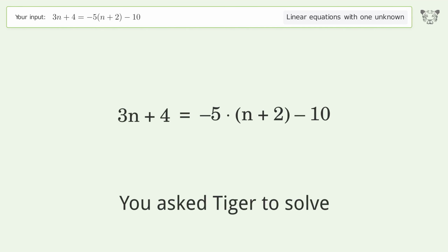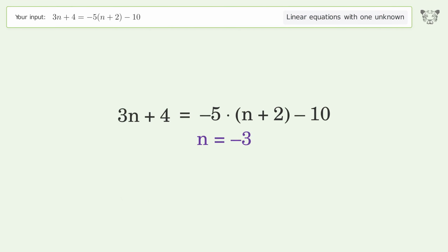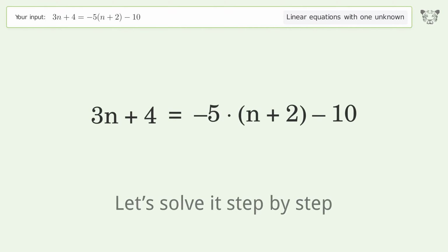You ask Tiger to solve this. This deals with linear equations with one unknown. The final result is n equals -3. Let's solve it step by step.